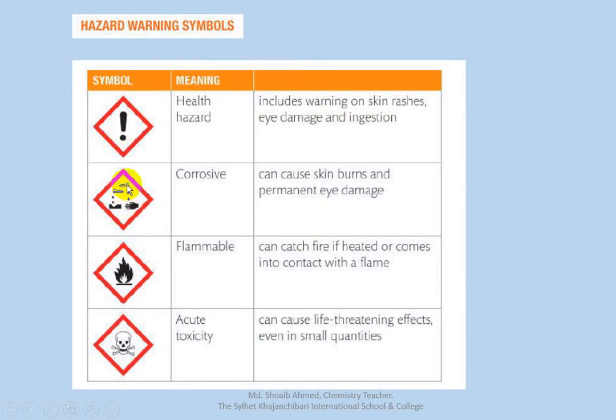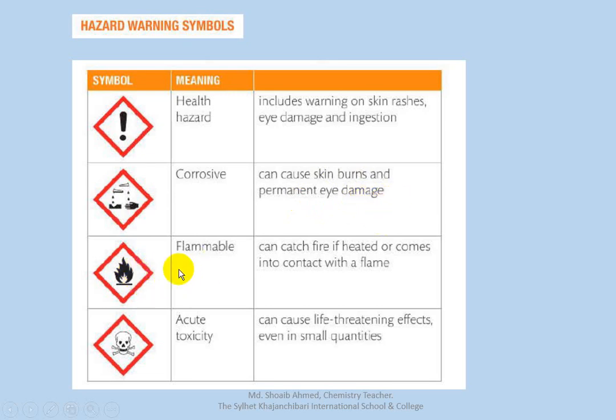Like this chemical is flowing on your hand and damaging it. And here the chemical is flowing on metal and damaging it. So it can damage skin or metal. This is corrosive. It can cause skin burns and permanent eye damage. Corrosive: all acids are corrosive, all bases are corrosive, like sulfuric acid, hydrochloric acid, sodium hydroxide. These are corrosive. And flammable.